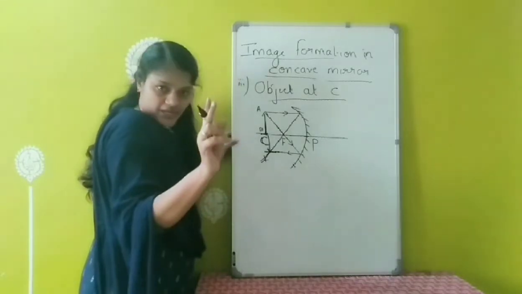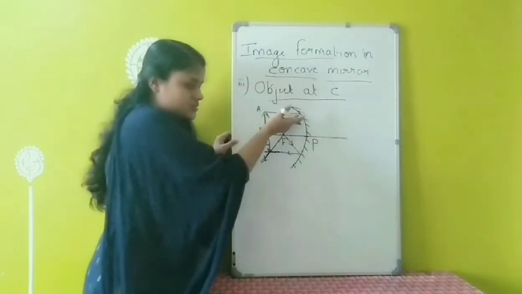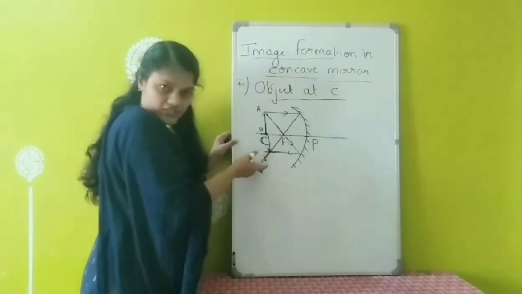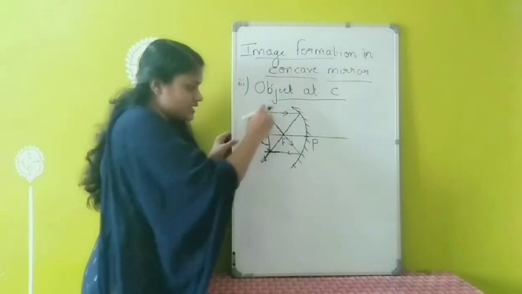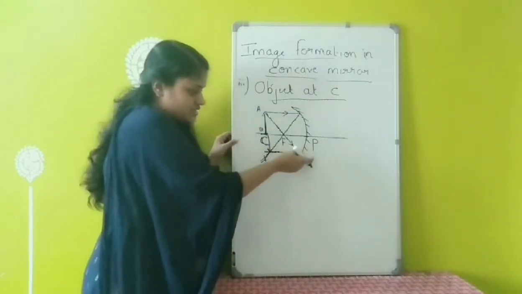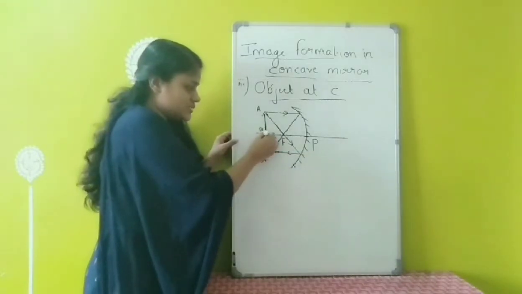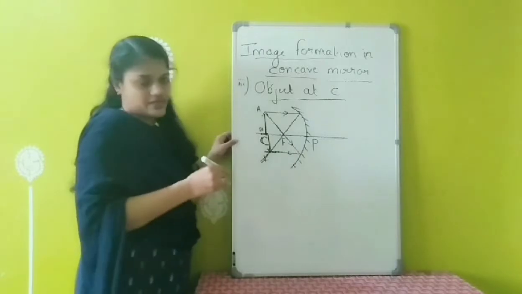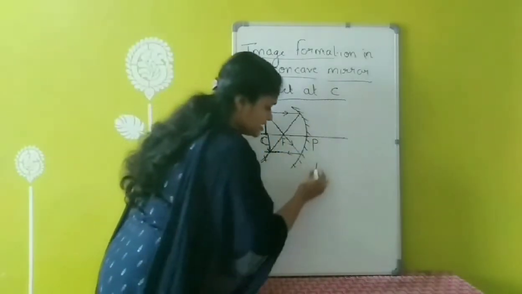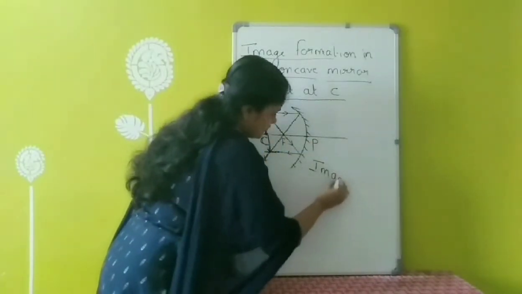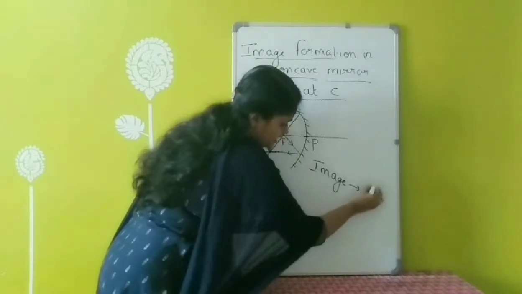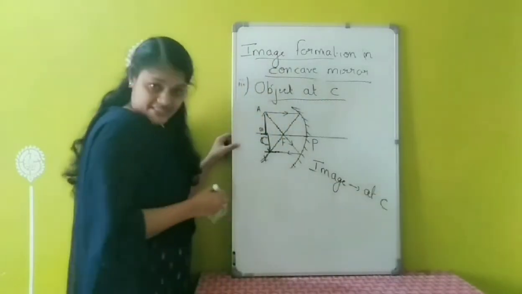So we have taken two light rays here. A light ray passing parallel to the principal axis passes through the focus after reflection. Similarly, another light ray passing through the focus, after reflection passes parallel to the principal axis, and both the light rays are meeting at which point? At C itself. So here the image we are getting is at C itself.